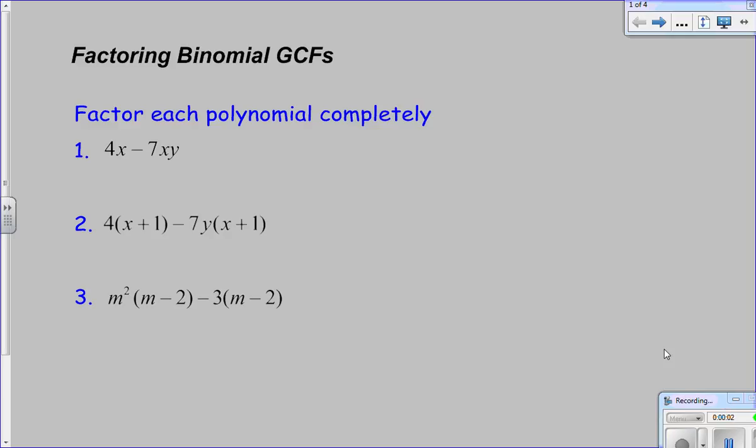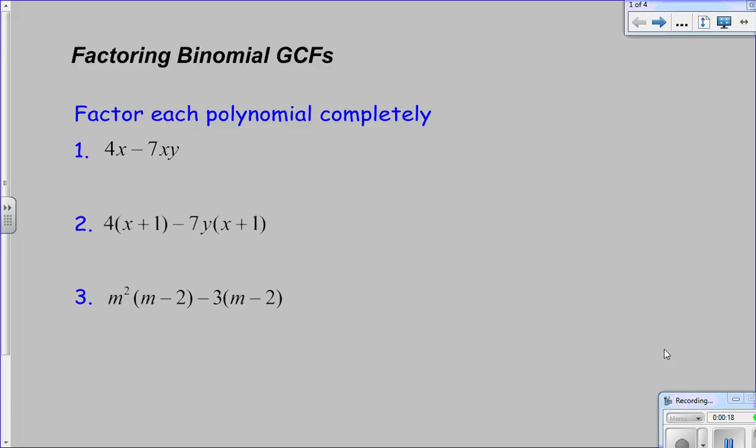So far, we've learned how to factor monomials by writing out their factorizations and factoring out greatest common factors of polynomials. We'll begin this lesson by looking at binomial greatest common factors. So let's look at our three examples.